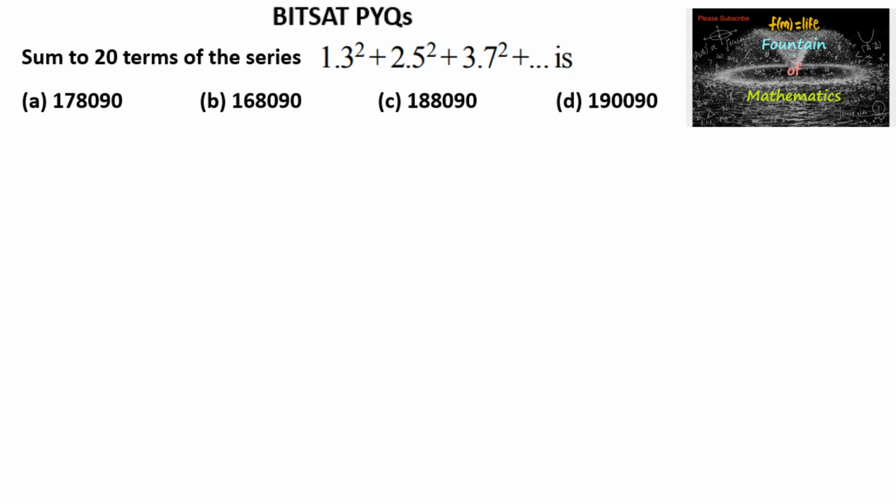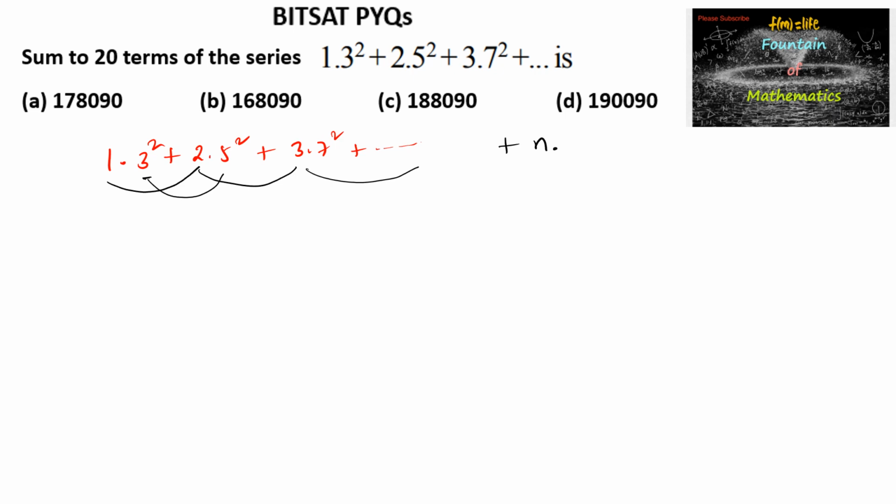Sum to 20 terms of the series 1 into 3 square plus 2 into 5 square plus 3 into 7 square and so on. Its nth term: the factors are 1, 2, 3 and so on, n, and the odd numbers 3, 5, 7 can be written as 2n plus 1, so we can write (2n plus 1) whole square. So the nth term, that is Tn, is equal to n into (2n plus 1) whole square.